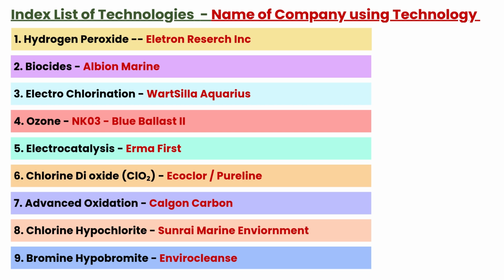Ozone is done by NK03 Blue Ballast 2. Electrocatalyst is Erma First. Chlorine dioxide is Ecochlor and Pureline. Advanced oxidation is done by Calgon Carbon. Chlorine hypochlorite is done by Sunrui Marine Environment, and bromine hypobromite is Envirocleanse.